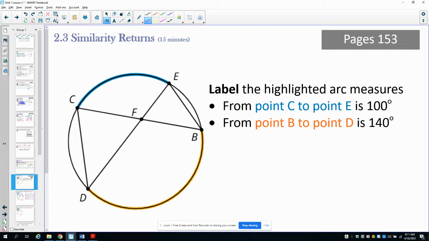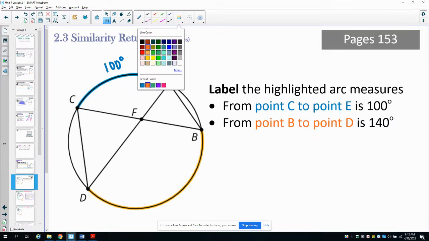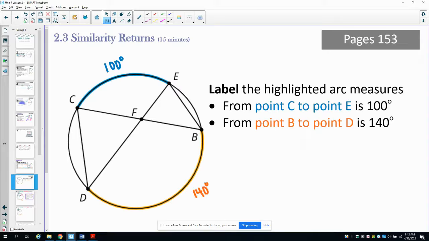All right, then this is on page 153. So let's go ahead and label the diagram before we get started here. It asks us to label the highlighted arc from point C to point E as 100 degrees. And then it asks us to label the arc from point B to D that's highlighted 140 degrees.